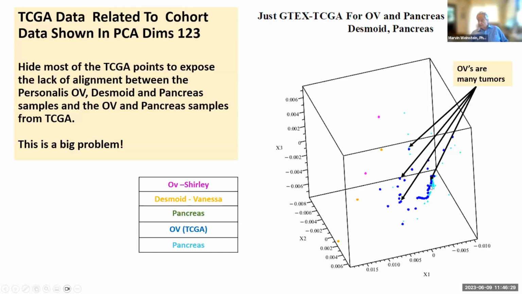And then we see, in fact, that we ask the question, why are the pancreatic tumors managing to move in to Shirley's tumor? And we see in all of TCGA, in fact, the pancreatic tumors cluster a short distance away from a subset of the ovarian tumors.